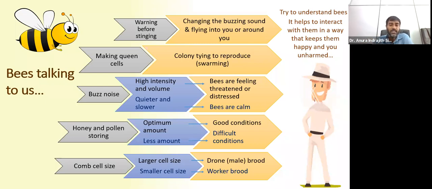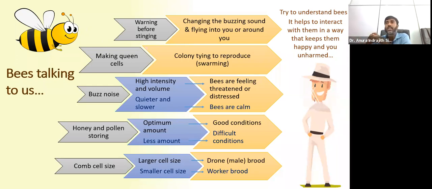And buzz noise. If their noise is of very high intensity and volume, that's when bees are restless. They may be under threat if there is any pest attack, so they may be under stressed conditions. If the bees are working very slowly and calmly, then they are very quiet, not dangerous, not aggressive. There are some bee strains, and during some times of the day they can be aggressive or not.